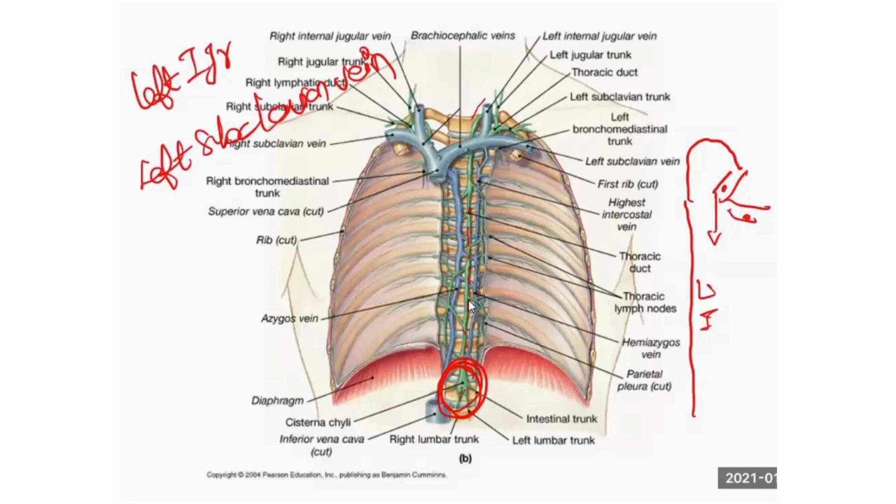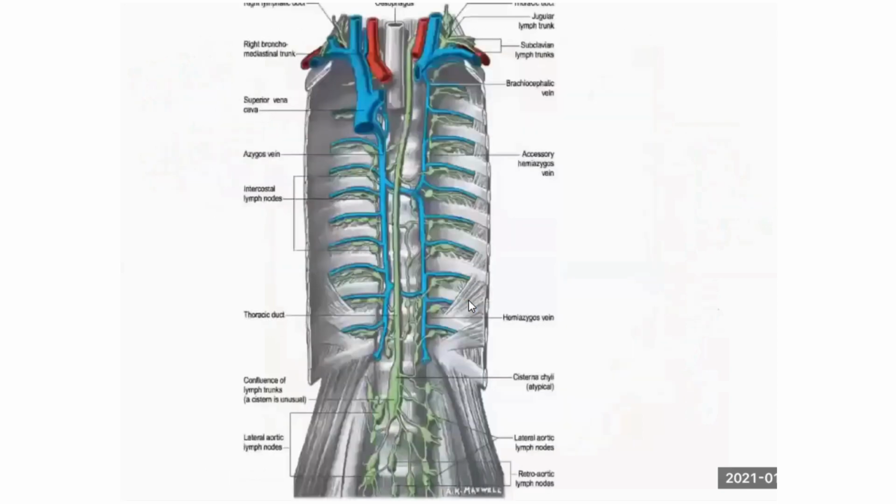It is in front of the thoracic vertebra. It ascends up to the thorax by passing through the aortic opening of the diaphragm. Then it enters the posterior mediastinum. Still it is posterior on the right side, but I am telling the drainage on the left side. So it is crossing from right to left, ending at the angle between the left internal jugular vein and left subclavian vein. I think we already finished this.